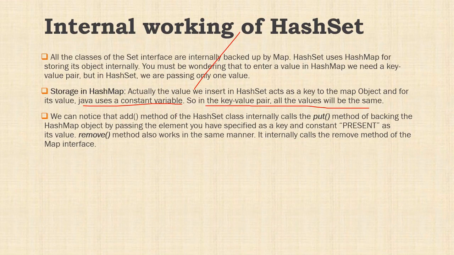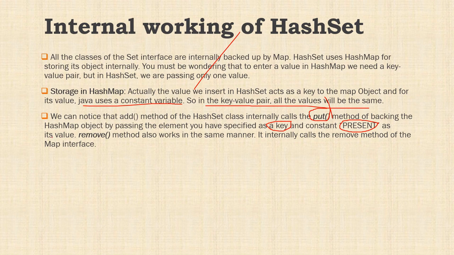We can notice that the add method of the HashSet class internally calls the put method. If you see the code of our add method, which is available in HashSet, it internally calls the put method of the backing HashMap object, passing the element you have specified as a key and a constant PRESENT as its value. So in HashMap it will be stored as a key, and the value will be PRESENT.